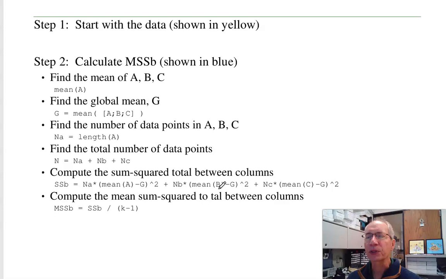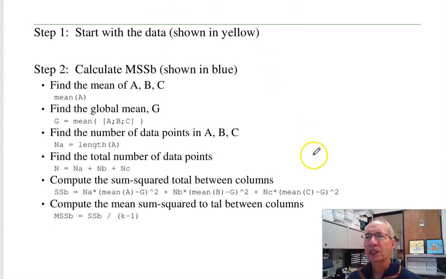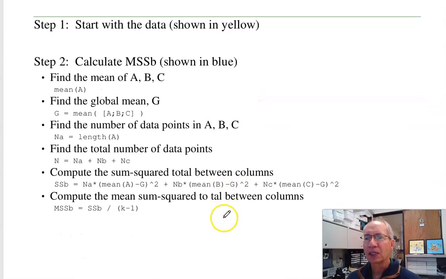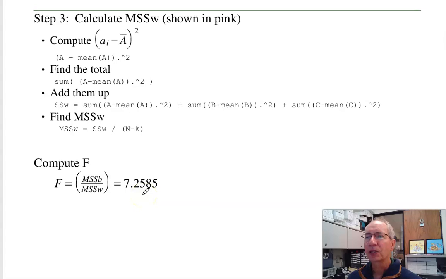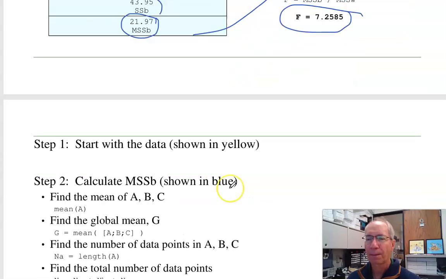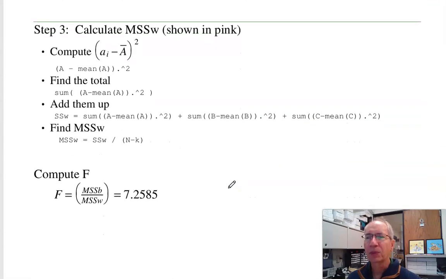And that's kind of what this goes through, the steps. I start with the data in yellow. Here's my raw data. Then calculate the means, global mean, number of data points, find the total number of data points, compute the sum squared within columns, find MSSB, like I just described. Go to the right-hand side, over here in pink. Compute the distance to the local mean squared, find the total, add them up, find mean sum within columns, compute the F score.